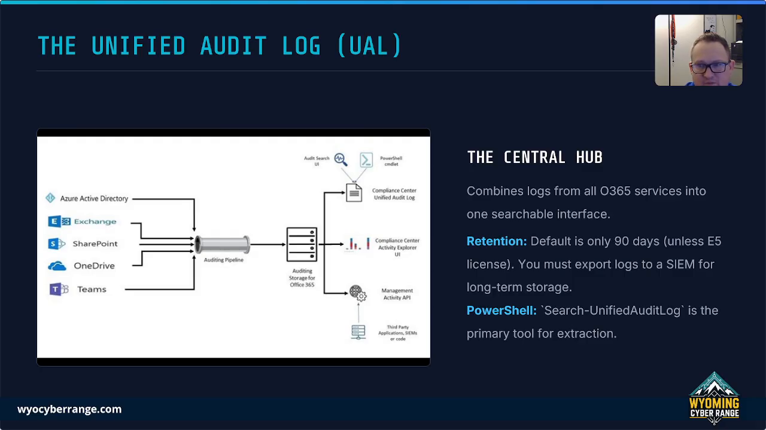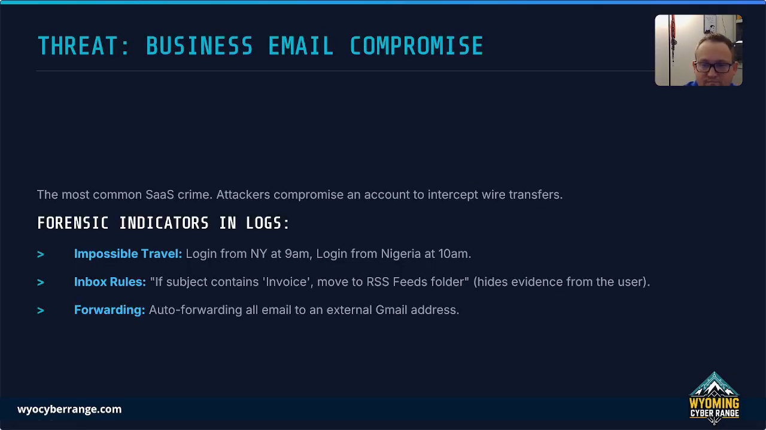So remember, if the breach happened 6 months ago, and the client doesn't have premium E5 licensing or external logging, just know that the UAL evidence is already gone permanently. That data is only there for 90 days. Now, the UAL is primarily used to investigate things like BEC, business email compromise. And the most common financial motivation will be a SaaS crime.